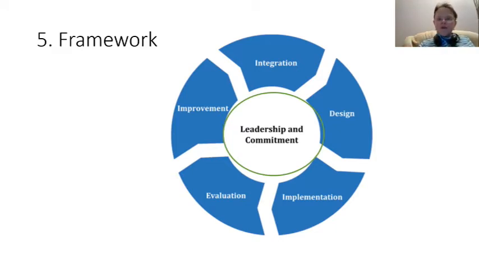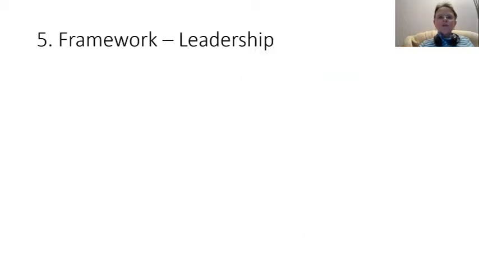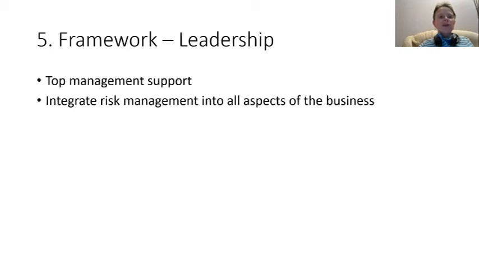So within our framework, the first stage is ensuring we've got leadership and commitment from the senior management of our organisation. So we need evidence of some top management support. They need to be looking at integrating risk management into all aspects of the business. It's not just this bit that we do for health and safety. It might be health and safety, environment, finance, IT, HR, all of these things manage our risks.